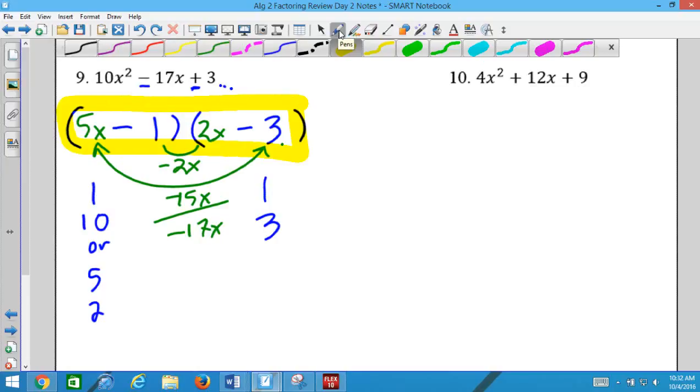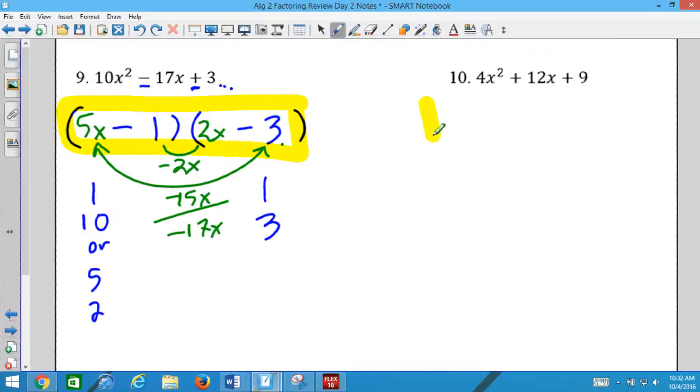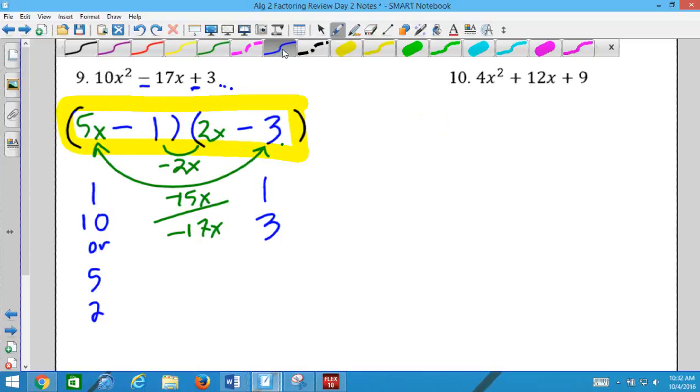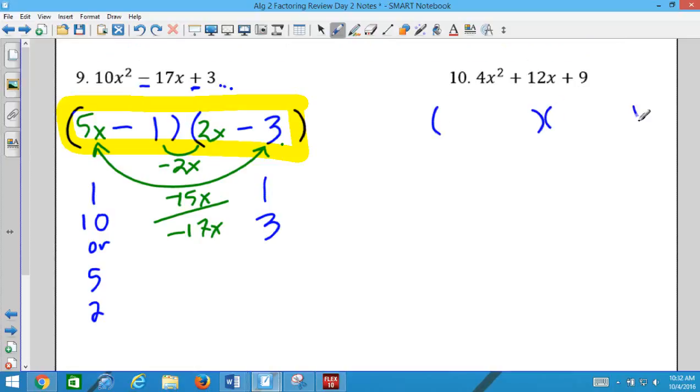Okay, last one. Is there a greatest common factor for 4, 12, and 9? No. So then I gotta figure out what can go in the first spot, what can go in the last spot, and my signs. Ooh, I know my sign. Yay, got that. What could possibly go in the first spot to make 4x squared? 4 and 1 or 2 and 2? 2 and 2. What could go in the last spot to make 9? 9 and 1 or 3 and 3?